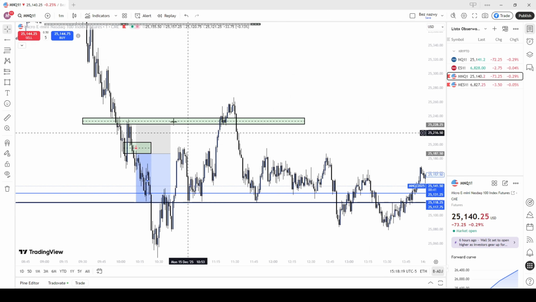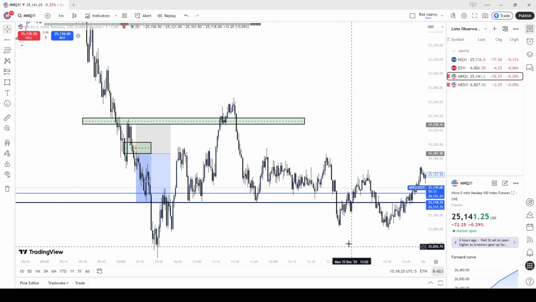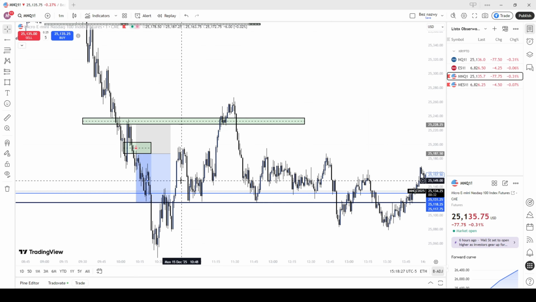So yeah, this is why you guys should trust not even your strategy, but the way you trade. I never trail my stop loss out of fear. I trade my stop loss.